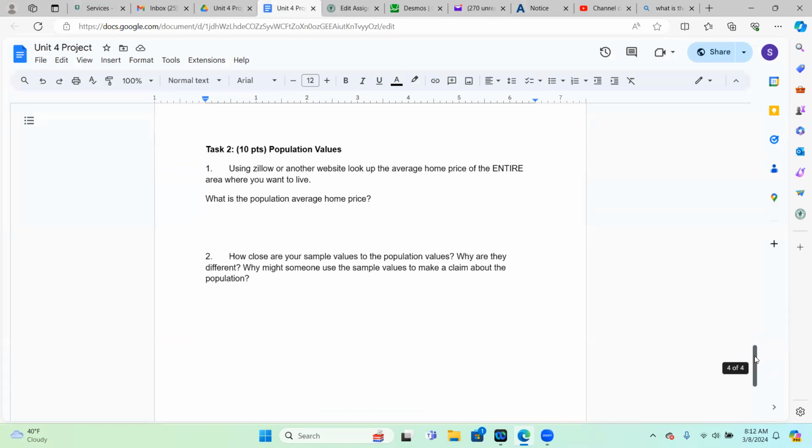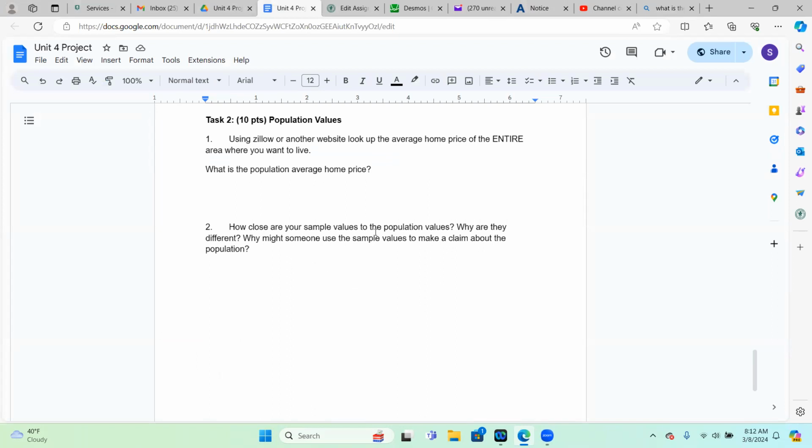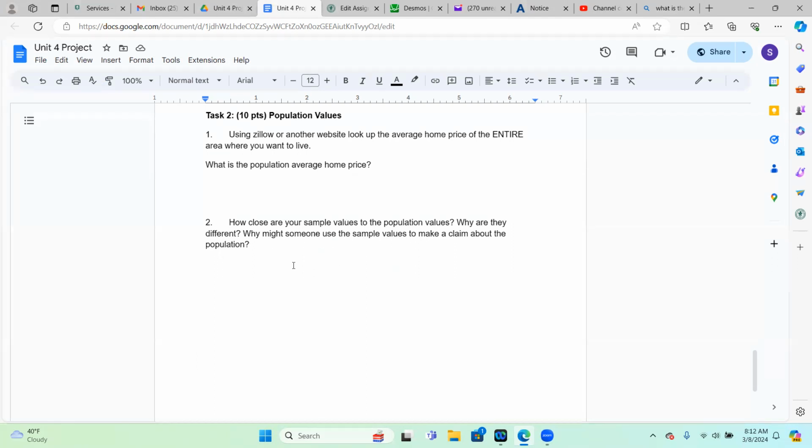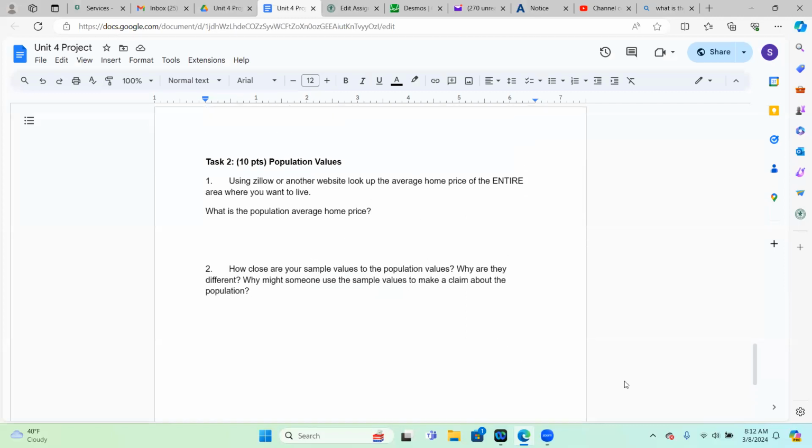And then it says, how close are your sample values to the population values? Why are they different? And why might someone use the sample values to make a claim about the population? So I want you to think. Question number 2 is thinking outside the box about the area where you researched homes and the data that you collected. Let me know if you have any questions.